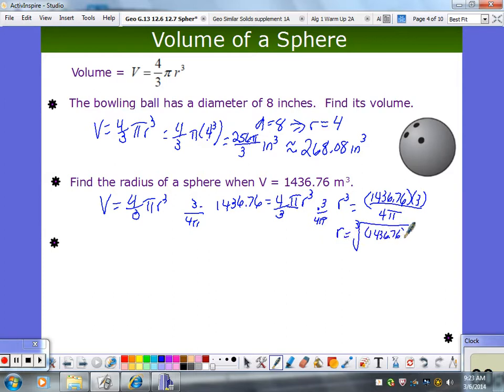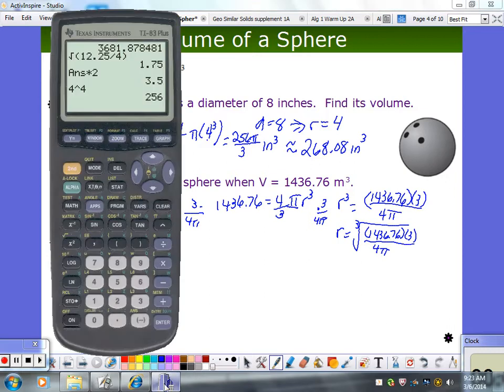How do you get to the cube root on a calculator? How do you get there? With math. I'm going to type this in carefully. So let's see. 1,436.76 times, whoops. Divide all that by 4 times pi. Let's see what I get here. Approximately 7. Well, that sounds good. Approximately 7 what?